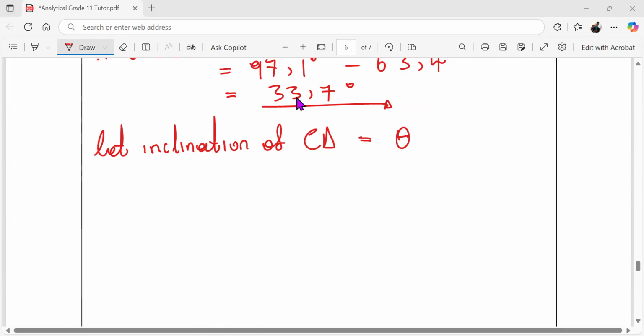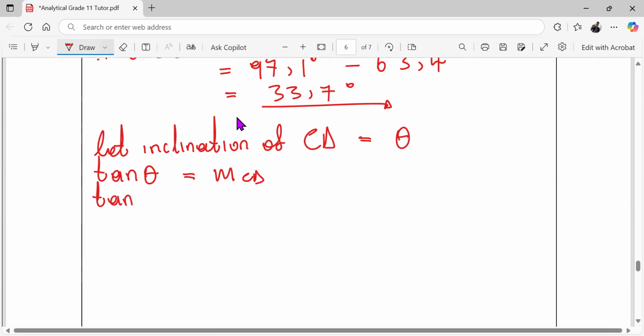Have we not found the gradient of CD before? No, we haven't. Wow, that's a shock. But nevertheless, we can find it inside of the formula and say the tangent of theta is just going to be the gradient of CD.